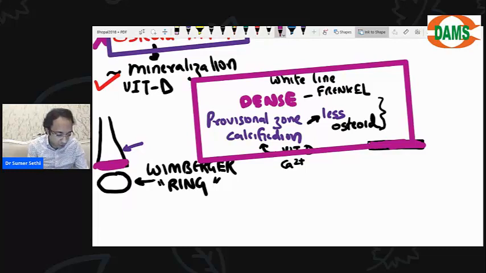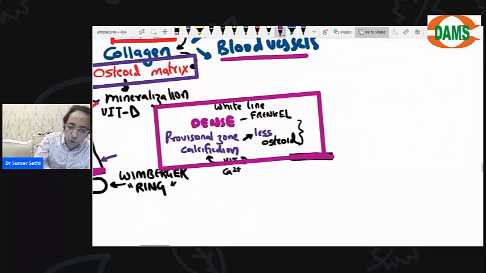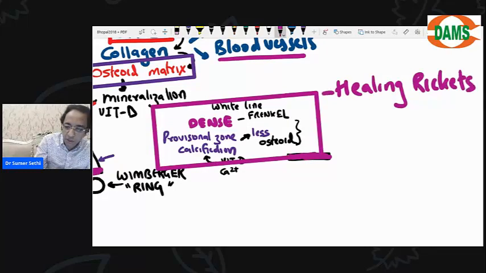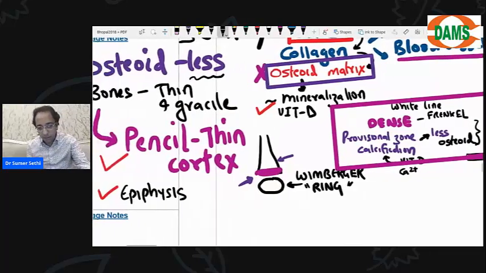Everybody understands? So let me ask you a question again. White line of Frankel was also seen in healing rickets. Anybody of you can recall this? Healing rickets में भी white line of Frankel था, जहां पे you remember we saw a dense provisional zone of calcification where we saw recovery happening in healing rickets. Okay, very good. Okay, now let's see and understand.